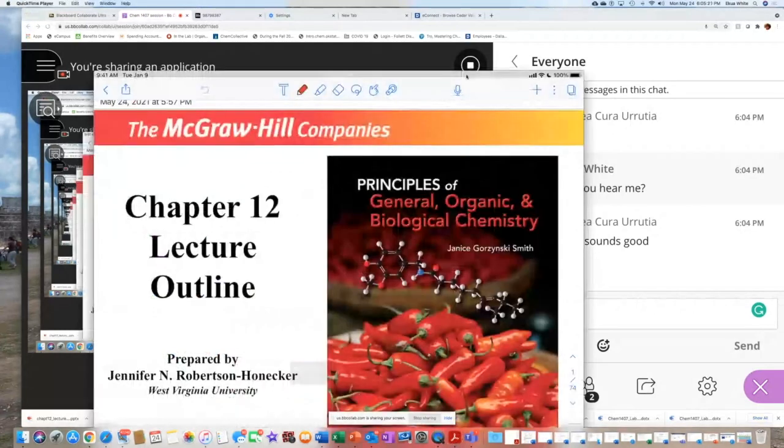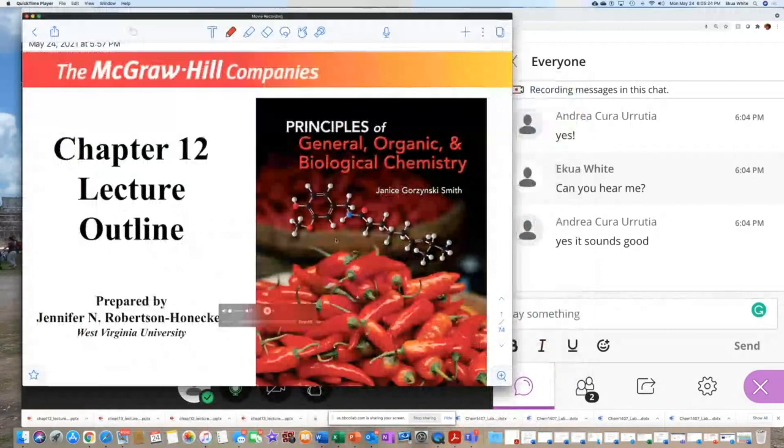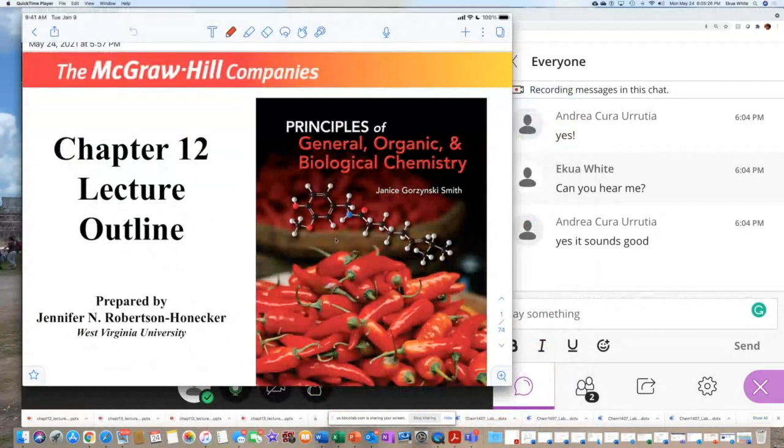And so I want to go right into chapter 12. I wanted to do this earlier today, but I had meetings that came up early in the morning, and then I had some meetings later on, and I was trying to get caught up with grading.